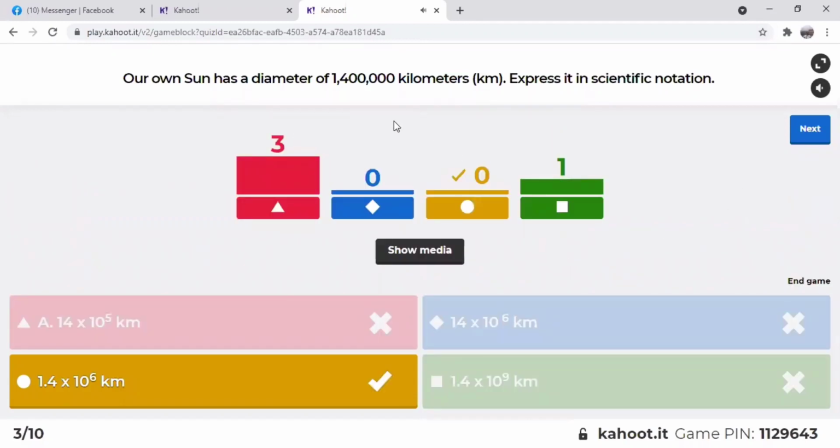Okay. Count: 1, 2, 3, 4, 5, 6, going to the left. No, 1, 2, 3. And then go to the first number. So 1 is the first number. So that will be 1.4 times 10 raised to 6.